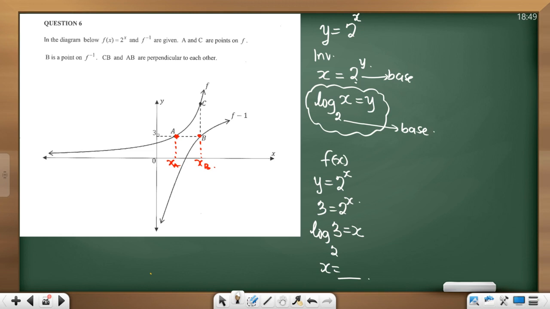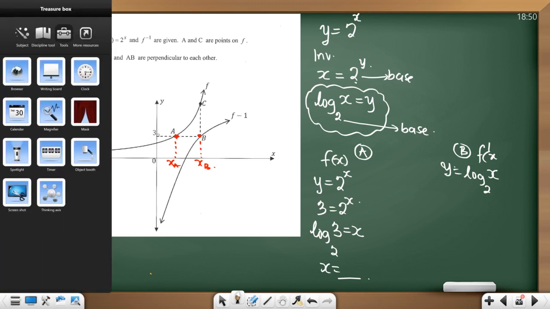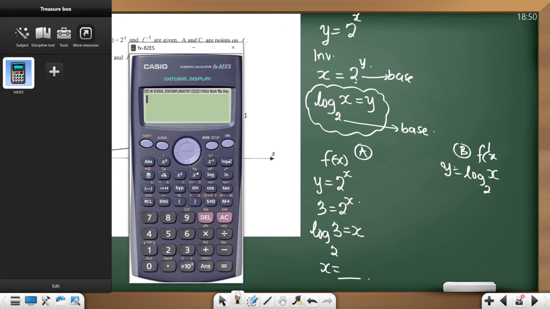I want to check if we know how to use our calculator. 1.58. Anybody confirming that answer? Do I have somebody else confirming that the answer is correct? So you go to your calculator. Let's quickly show in case someone gets a slip and doesn't know what to do. It's the first button on the right there. The 2 goes down and the 3 goes there. 1.58. Beautiful. Thank you.